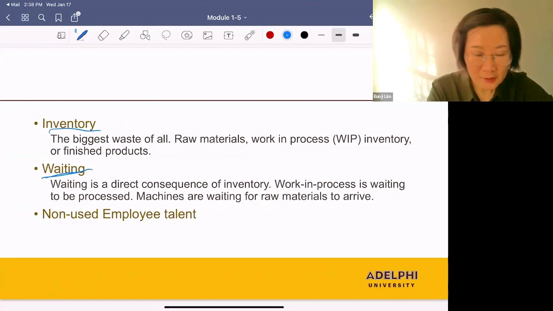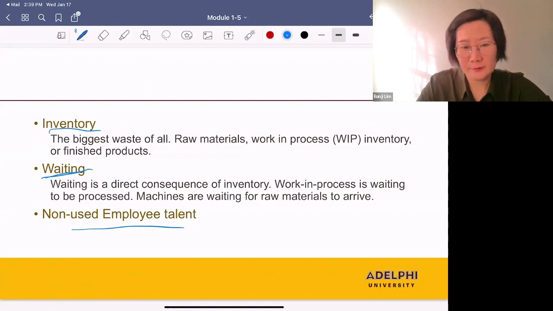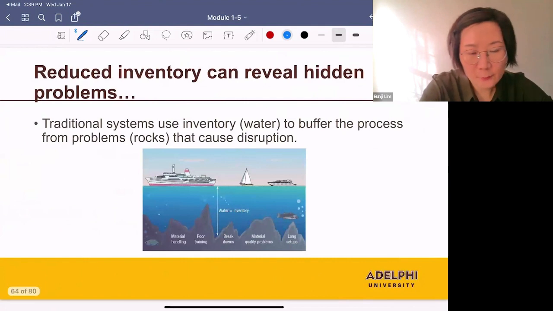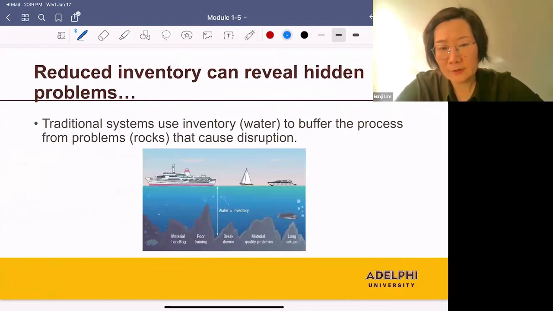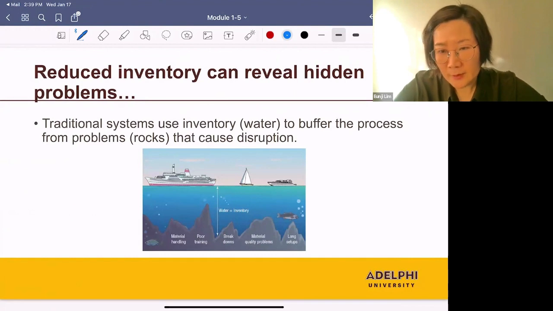And finally, non-used employee talent is a waste. Your employee has a special talent. If you don't use it, you're wasting one of your resources. So far, we talked about 8 types of waste, and one of them was inventory. I want to emphasize the importance of reduced inventory.